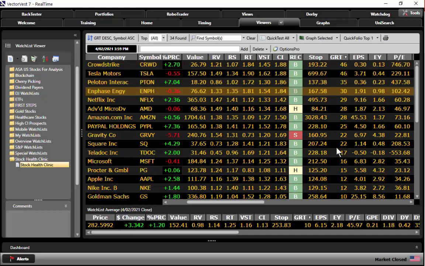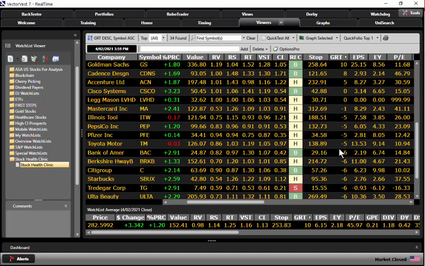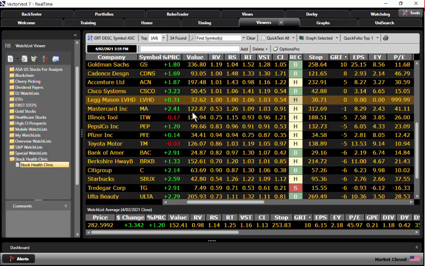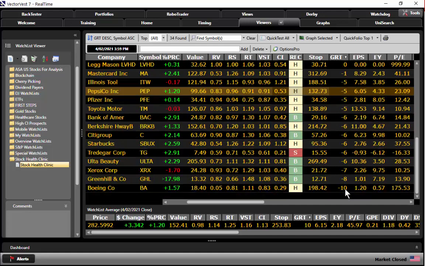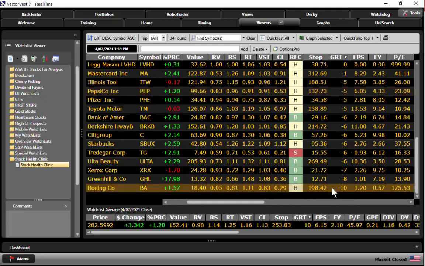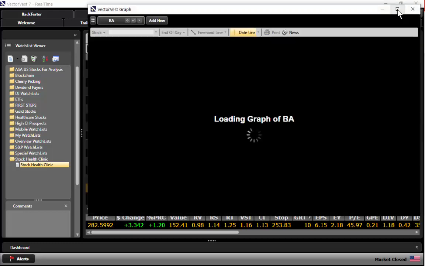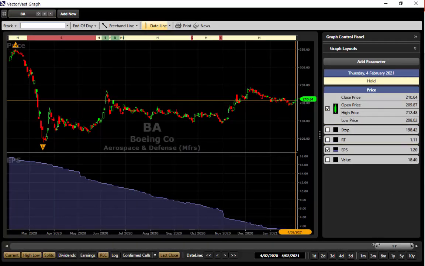Phenomenal growth. But as I come down here, I go, 0 for Cisco, 0 for Legg Mason, MasterCard -1, -5, so you start getting into a few negatives here. You start saying, look at Boeing, -10%. Let's graph Boeing. We know Boeing had been under a fair bit of pressure for quite some time.